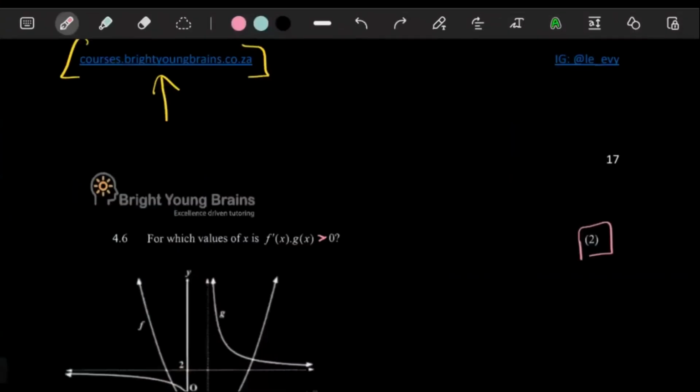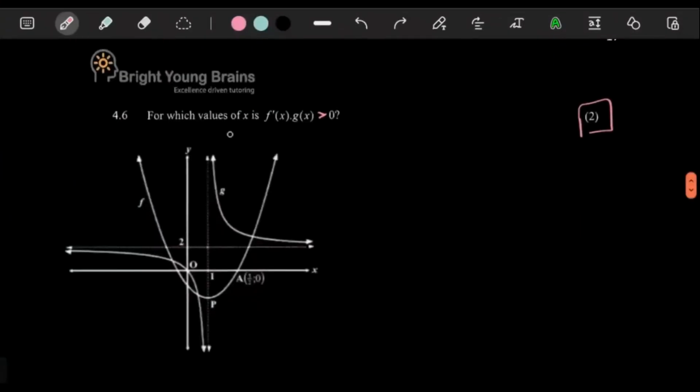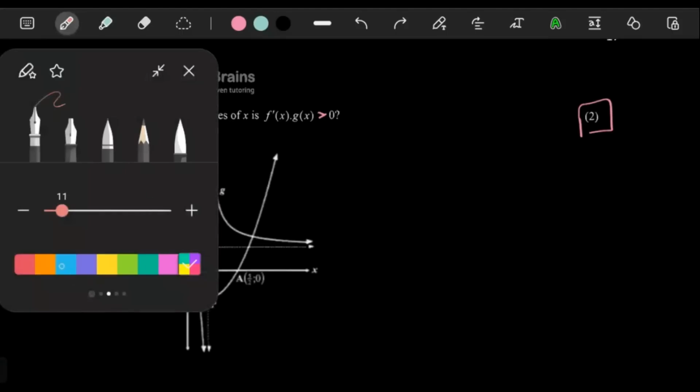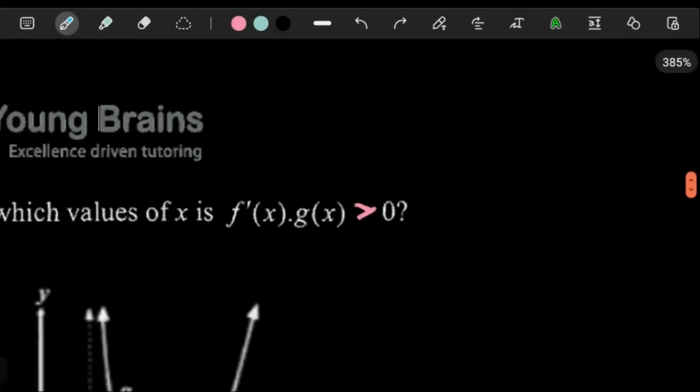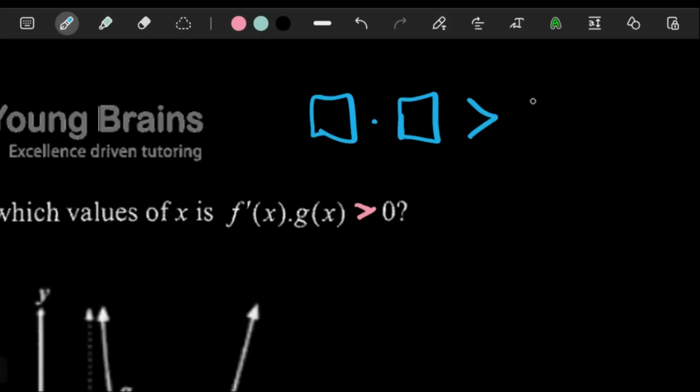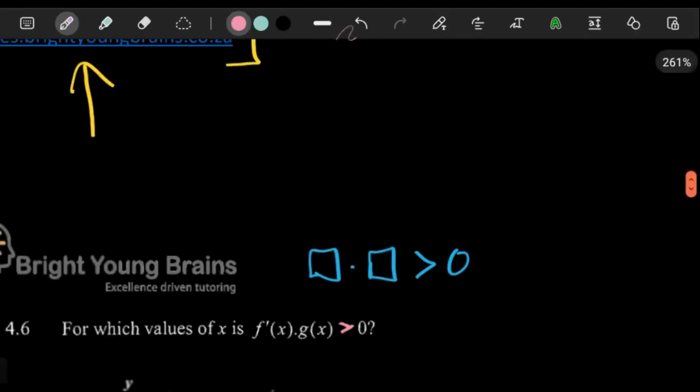But anyways, let's see this question. It says, for which values of x is this equation bigger than 0? So this equation is bigger than 0. You have to remember, firstly, before we worry too much about what this is and what this is, this is just saying you're multiplying two things together. And they're asking, where will those two things be multiplied together and you getting a number bigger than 0? You just need to think to yourself, something times something.